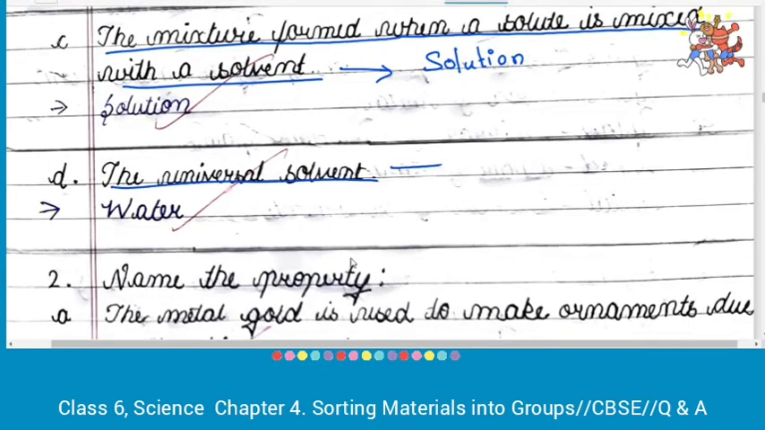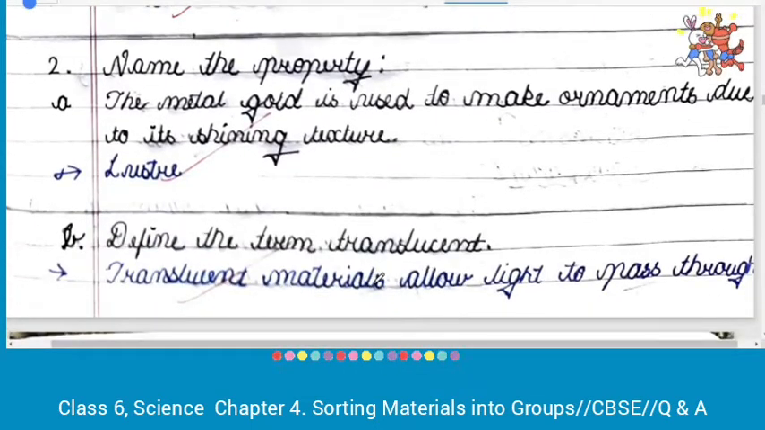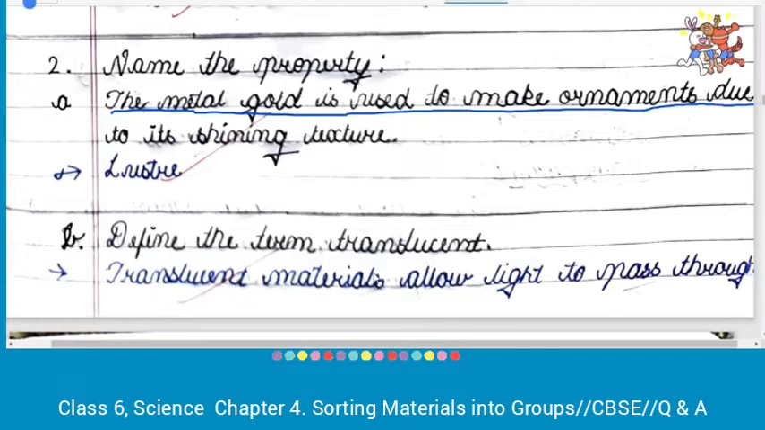The universal solvent is water. Water is called a universal solvent. Name the property. Second question. The metal gold is used to make ornaments due to its shining texture. The shining texture is called luster. L-U-S-T-R-E, luster.